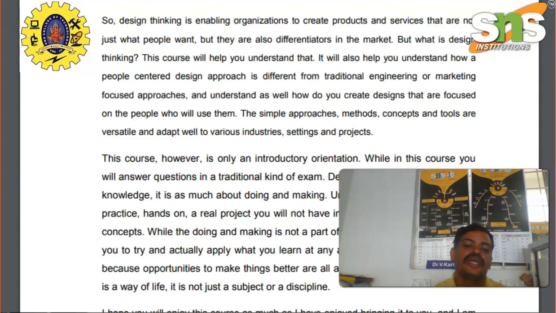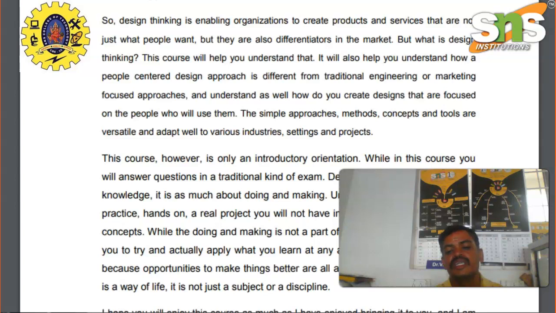To understand as well how you create designs that are focused on the people who will use them. The simple approach, methods, concepts and tools are versatile and adapt well to various industries, settings and projects. The course, however, is only an introduction or orientation, while this course will not answer the questions in a traditional kind of exam.